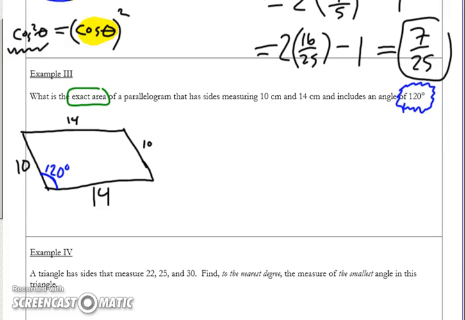And I want the area of the entire parallelogram. Look at your pink Regents reference sheet. Do we have a formula for area of a parallelogram?